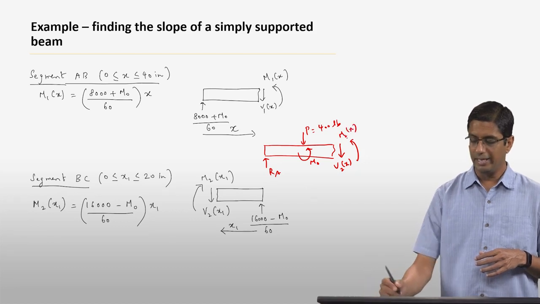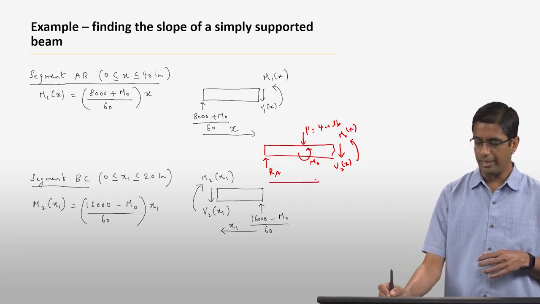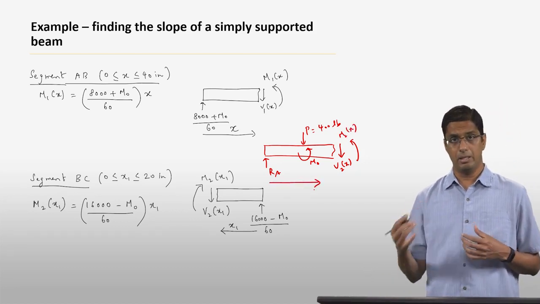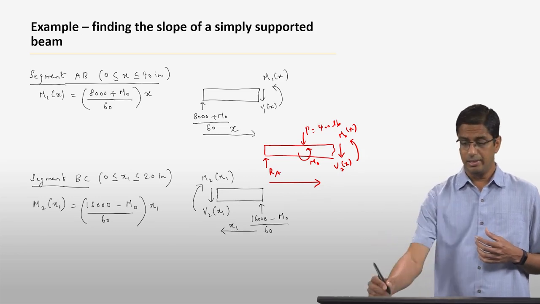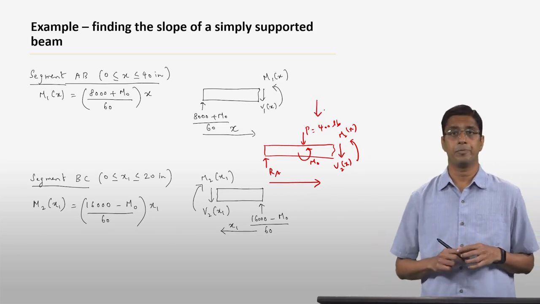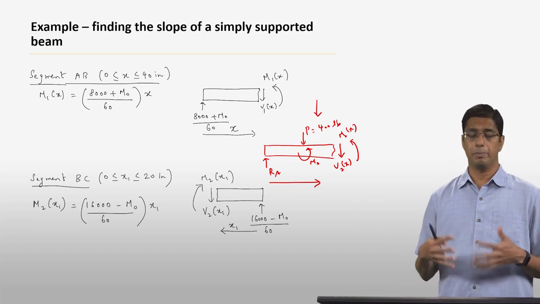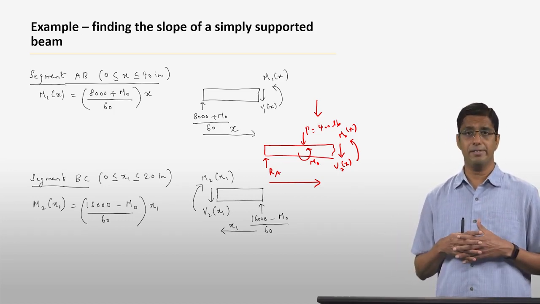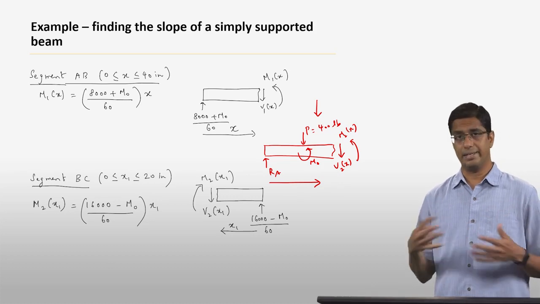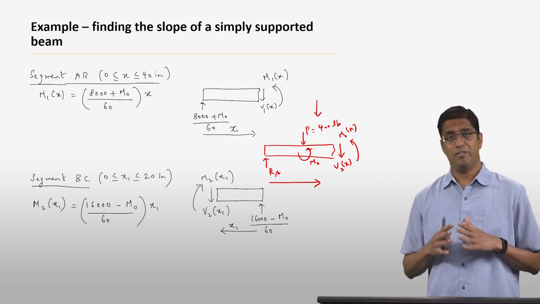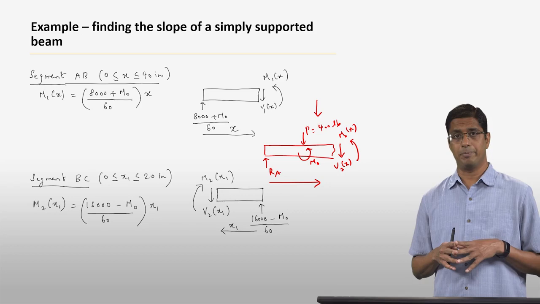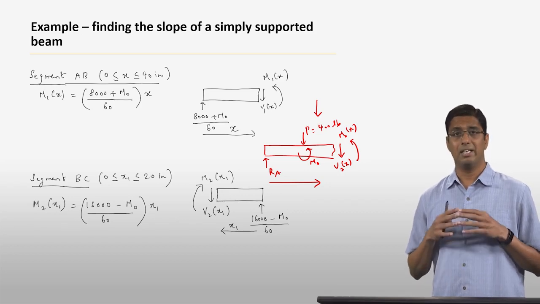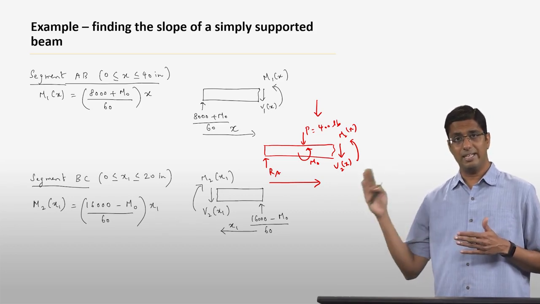Typically, if you still go from left to right and take a section between point B and point C, this is how your free body diagram would look. You can of course do the problem like this. You can find out what m2 of x is for this particular configuration, and of course you can integrate and so on. But for problems like this, when you have a simply supported beam, sometimes it's actually a lot more advantageous to start from the other side.